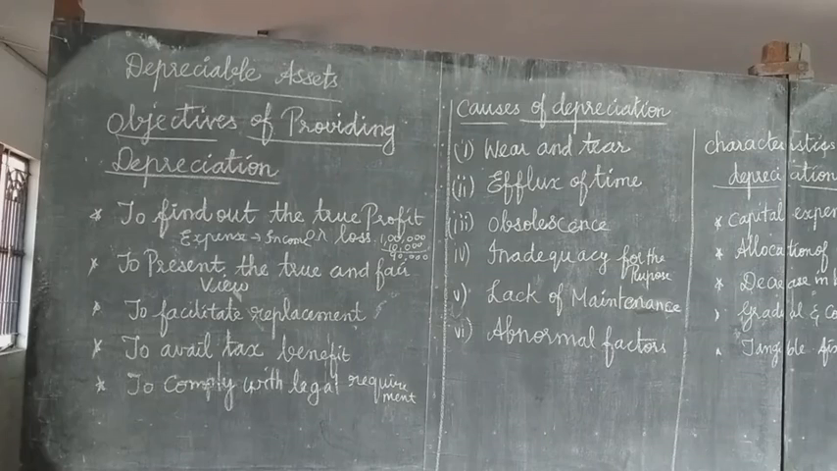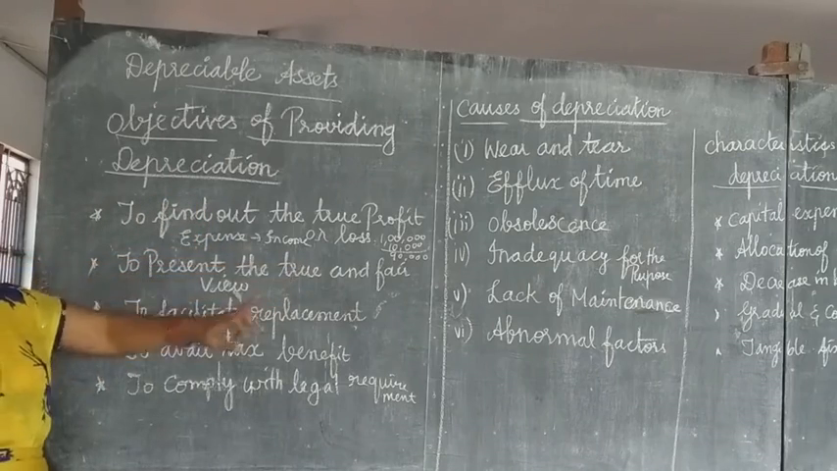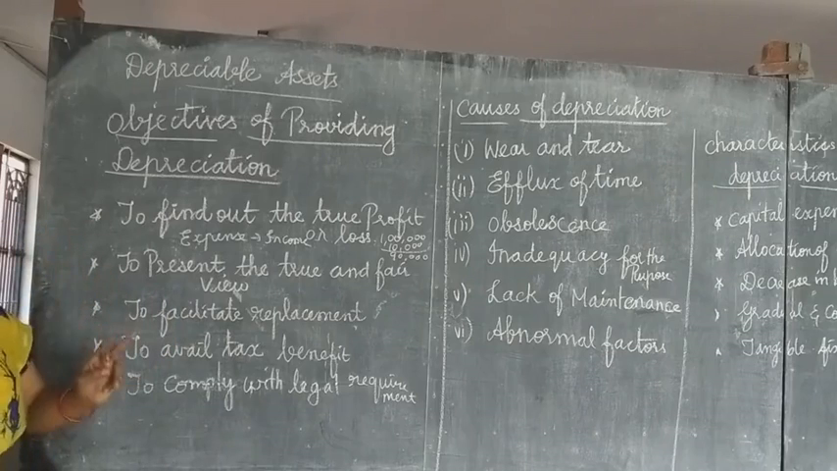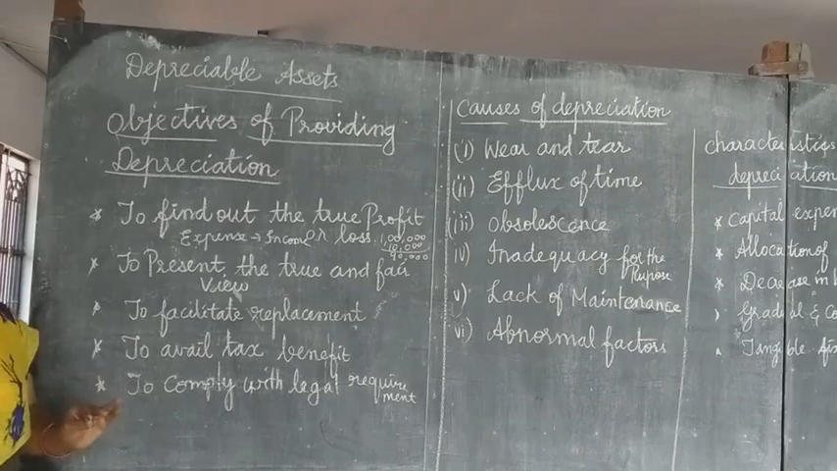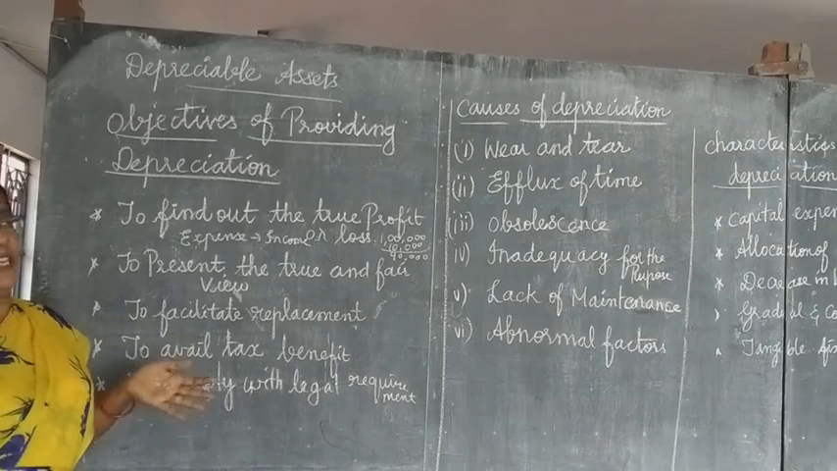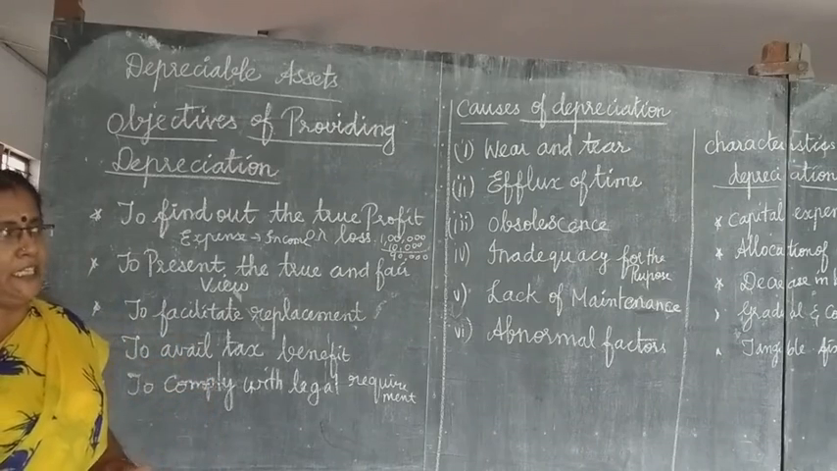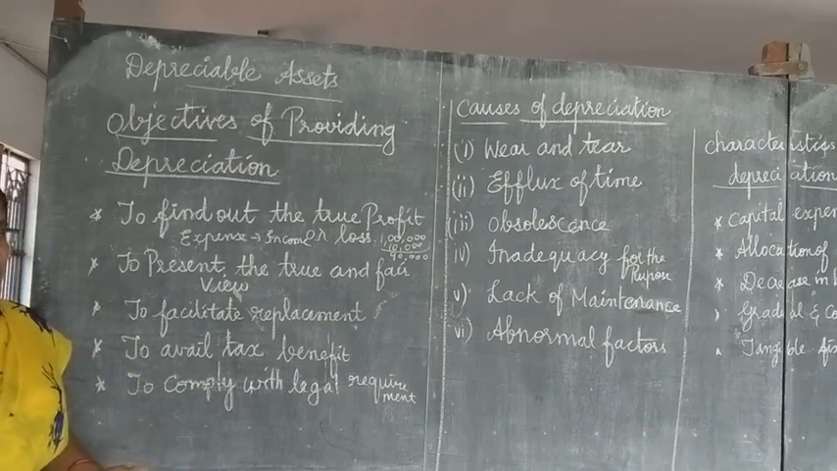And what will be the result? We can get the profit or loss of the business for every accounting period. For every accounting period, we will provide like this only. After providing the depreciation only, we can know the correct profit or loss. To present the true and fair view, see, in a company, they have to provide the balance sheet to the public, isn't it? So listed company.